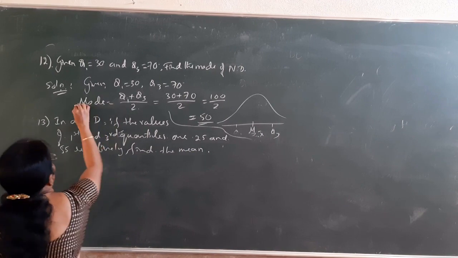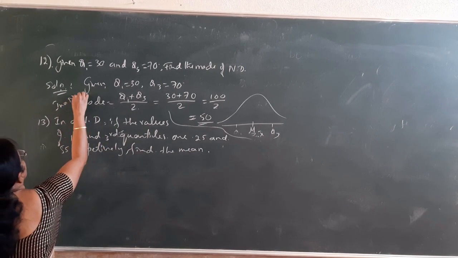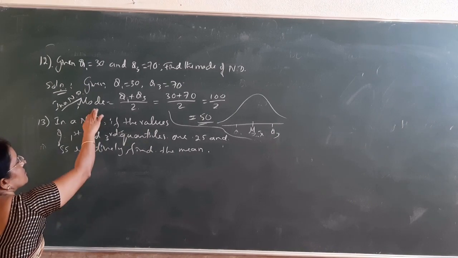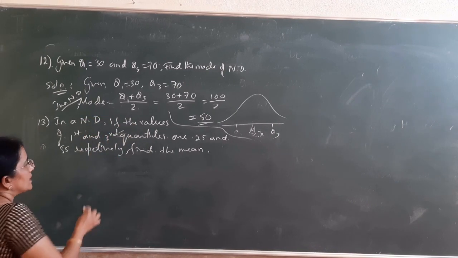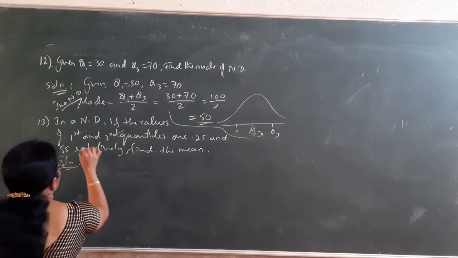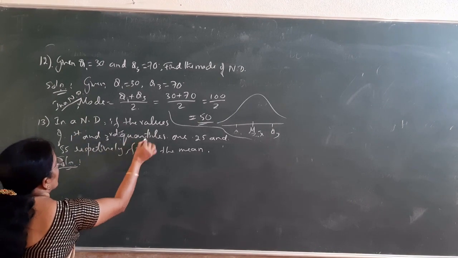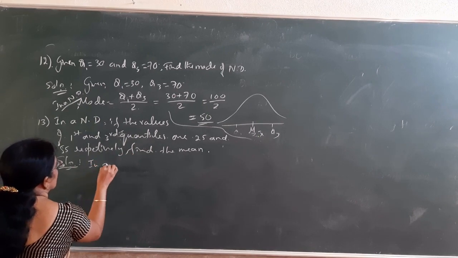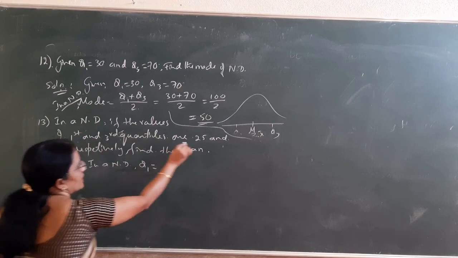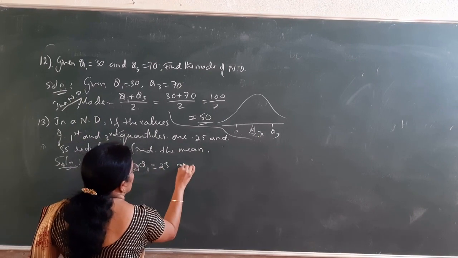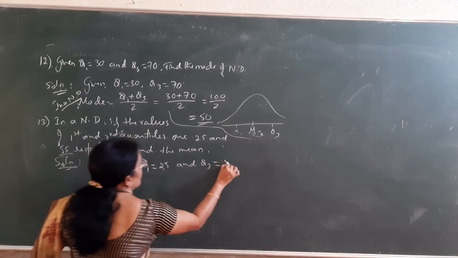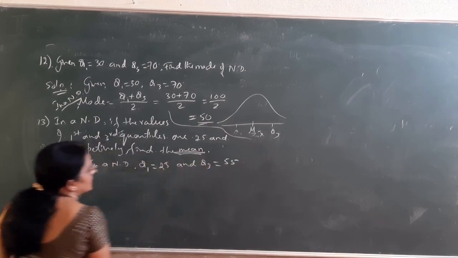Now, in this problem, you can write in a normal distribution here, right? Because in other distributions, it may not be true. Next is, once again, a similar problem. Now, what are the given factors? First and third quartiles are given in a normal distribution. First quartile Q1 is 25, and third quartile Q3 is given as 55. Now, what is asked? Find the mean.